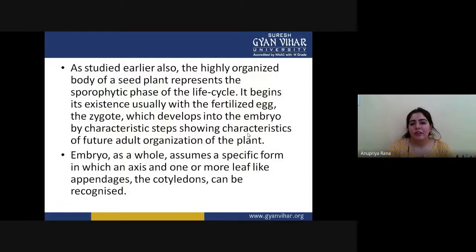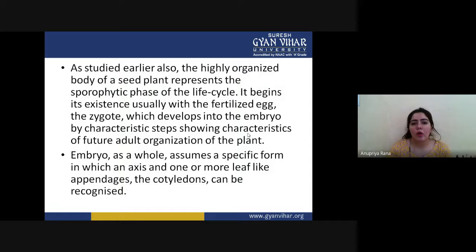We already studied earlier that the highly organized body of a seed plant represents the sporophytic phase of the life cycle. We know that the plant has two stages: one is the sporophytic stage, and the second is the gametophytic stage. In the sporophytic stage, the plant is complete in chromosome number. So chromosome numbers are full in the sporophyte, or you can say the 2n stage. So when the plant is in the condition of seed formation or the embryo stage, the plant is in the sporophytic phase.